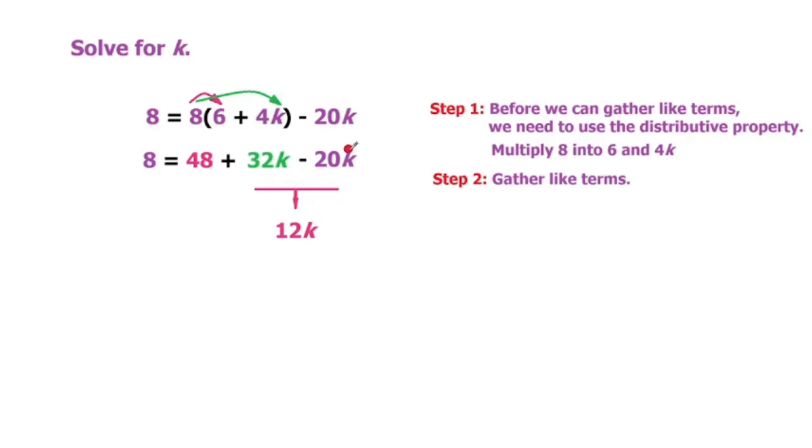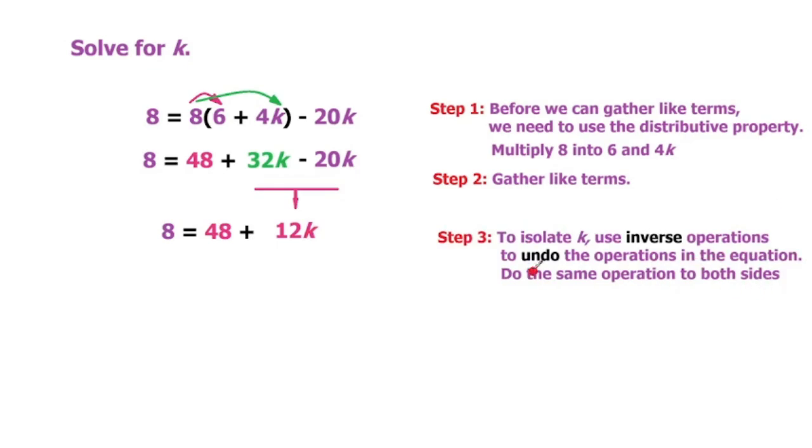So these are like terms because they have the same variable, k. So 32 minus 20 is 12. So we have 12k. Now let's finish off the rest of our equation. Let's write it in. So we have 8 equals 48 plus 12k.